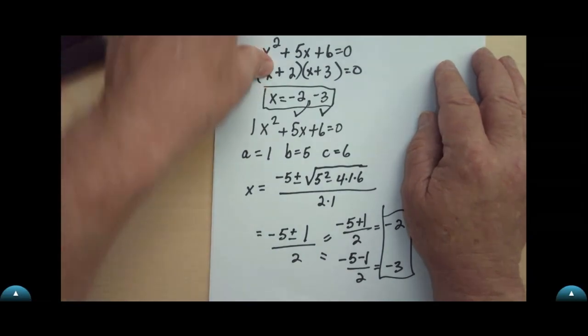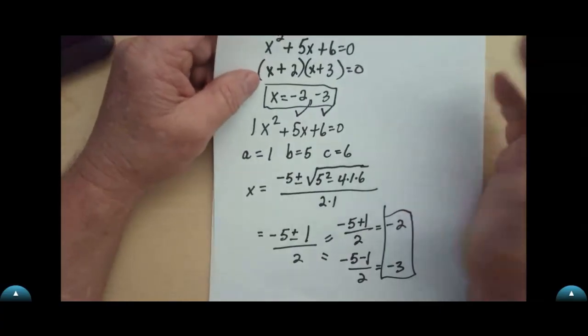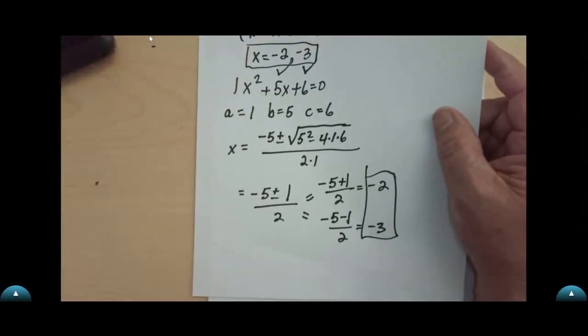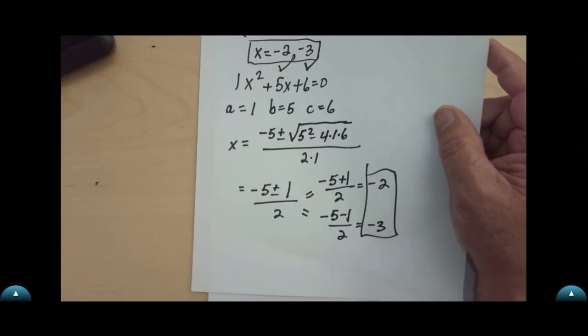Okay. So that's also in section 1.5. So that's the last part of 1.5 where we solve quadratic equations using the quadratic formula.